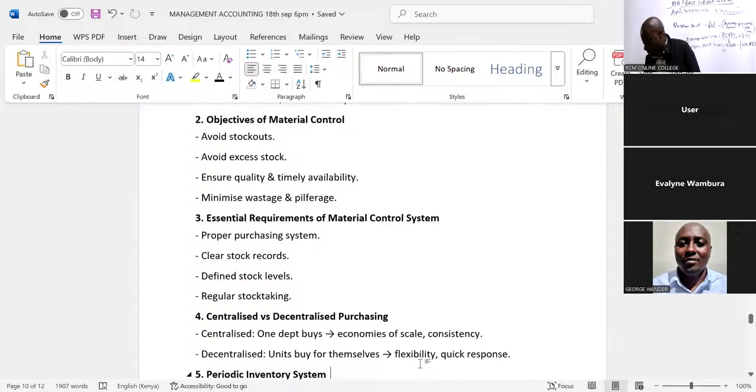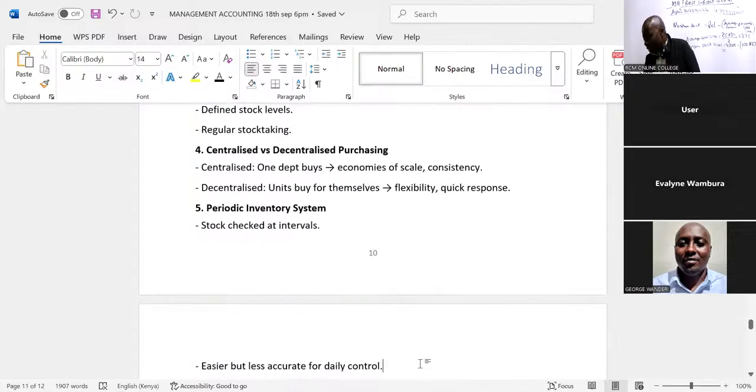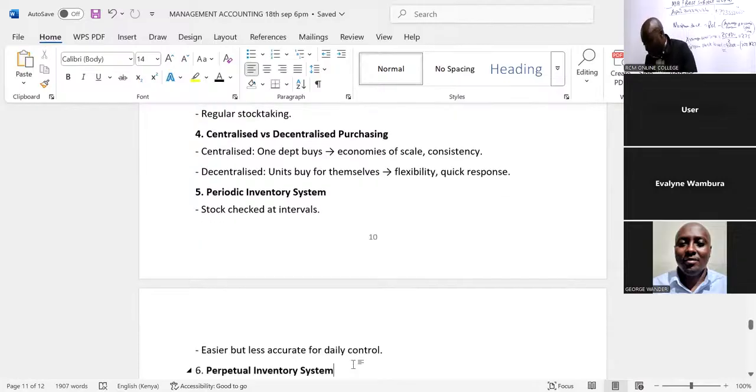Quick response. Periodic inventory system, like the sister told us, she's working for a company that closes shop whenever they are counting their stocks. That's called a periodic inventory system. Stock checked at intervals. It could be monthly, it could be yearly. That's why we are calling it periodic. It is easier but less accurate for daily stock control. For daily control, less accurate because you are waiting for so long to be able to count. In between here, of course, you expect losses.